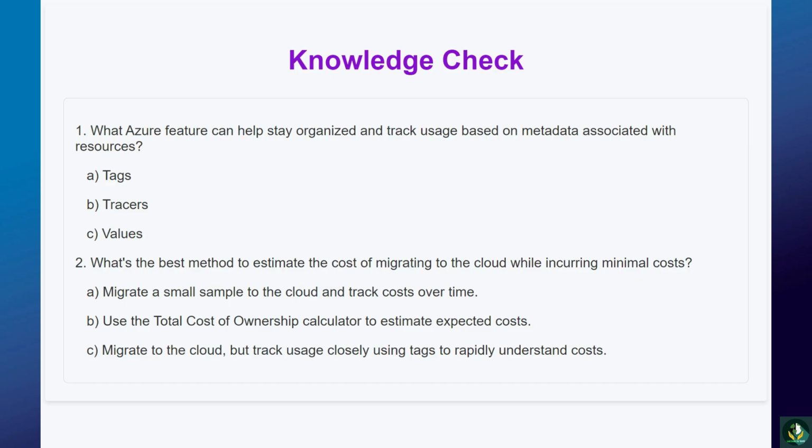C. Migrating to the cloud and then tracking usage with tags is a good practice for ongoing cost management, but it involves fully committing to the cloud before understanding the potential costs, which could lead to unexpected expenses. The TCO calculator offers a risk-free, comprehensive way to estimate cloud migration costs, making it the best option for organizations looking to understand potential expenses before committing to a cloud migration.